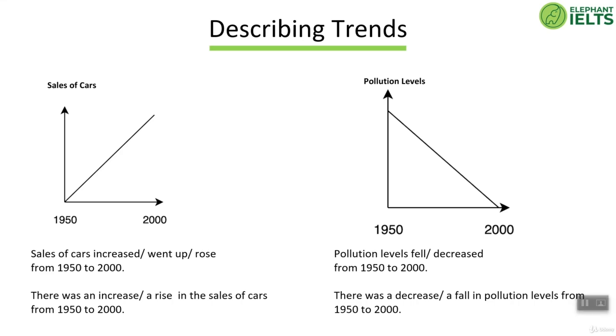The second line graph shows a downward trend in the pollution level from 1950 to 2000. We can use a verb to describe this movement. The pollution level fell or decreased from 1950 to 2000, or we can use a noun. There was a decrease or there was a fall in pollution levels from 1950 to 2000.